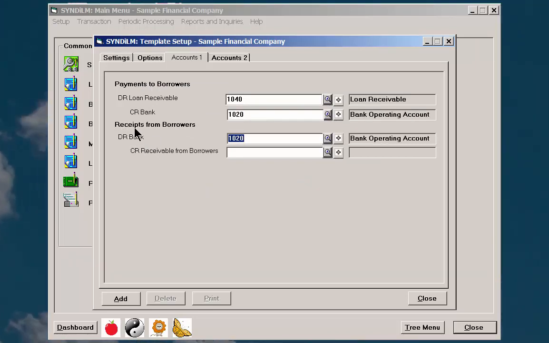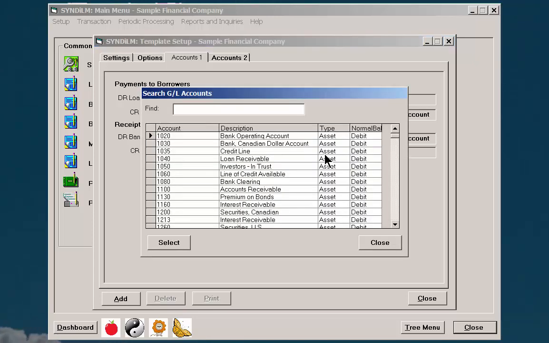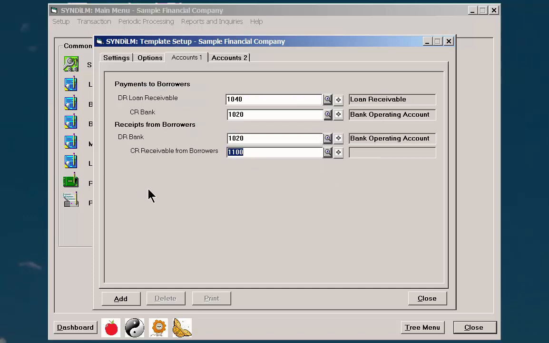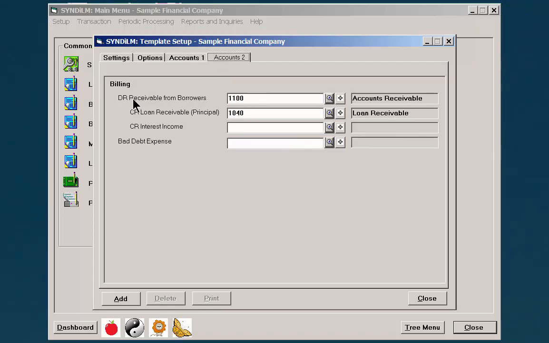Now when you receive the money from the borrower on monthly basis, then you debit it to the bank, and you credit it to accounts receivable, and accounts receivable is 1100 here, so you credit it there. Now how is the money debited to accounts receivable? We will see it here in billing. Every month when you calculate it, it debits it to the accounts receivable, and when you receive the money, it will credit the accounts receivable. And so that's where this pair is being used.